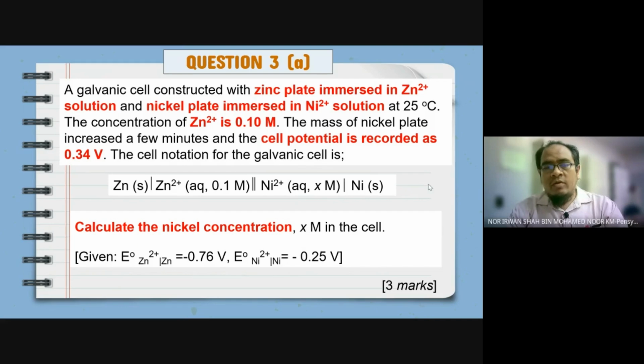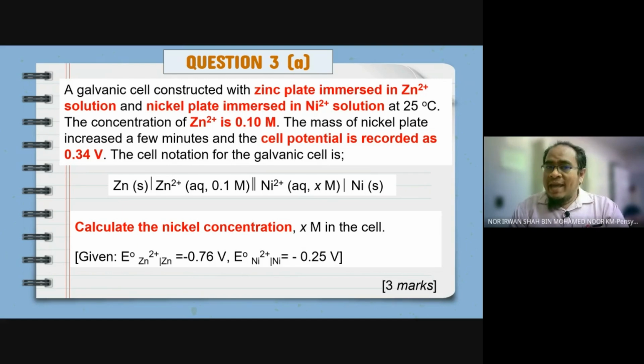So let's start first with question 3A. Let's look at the question. First of all, what do we have here? We have a galvanic cell. And this galvanic cell is constructed with two plates here. The first is a zinc plate immersed in a zinc 2+ solution. And then we have a nickel plate immersed in a nickel 2+ solution.